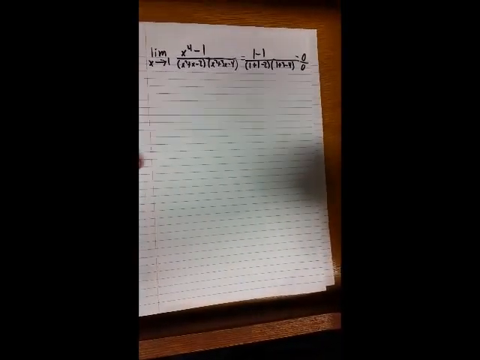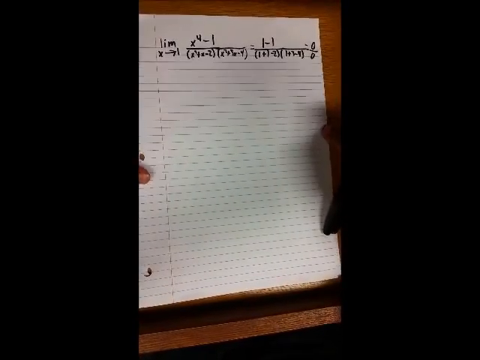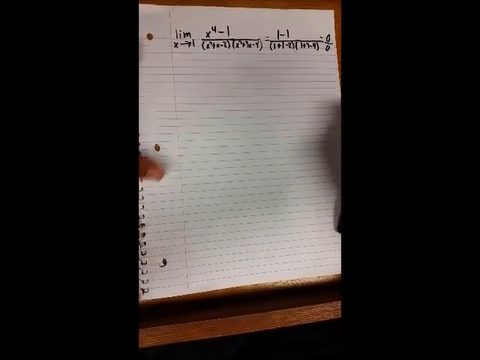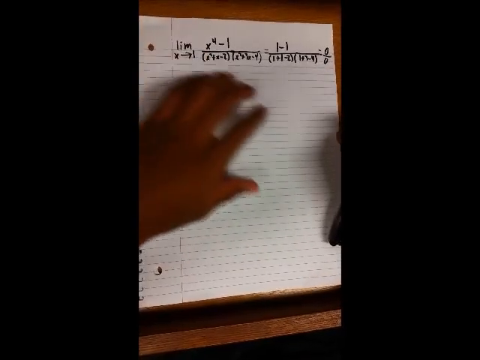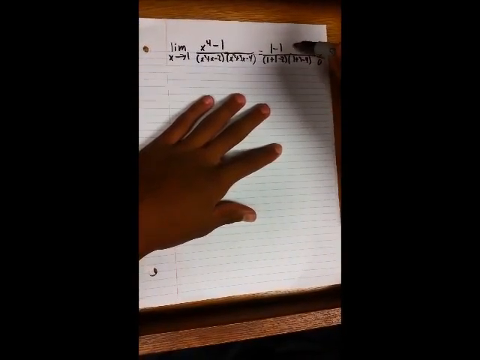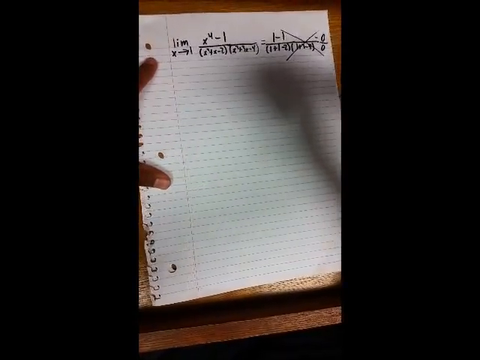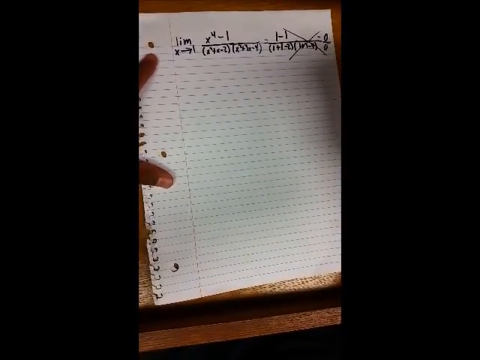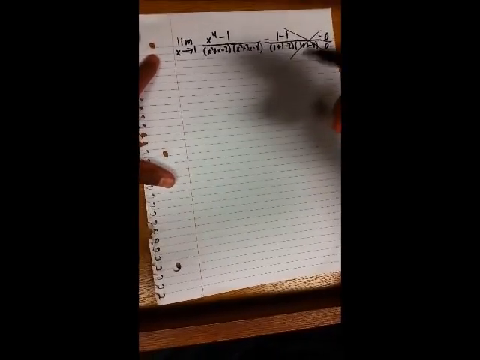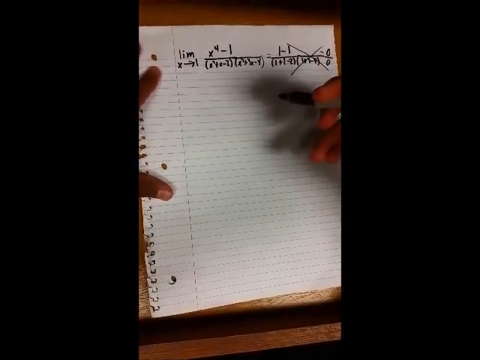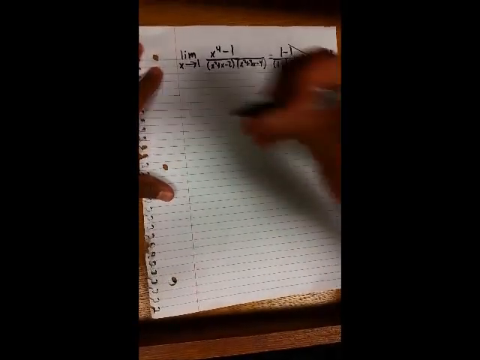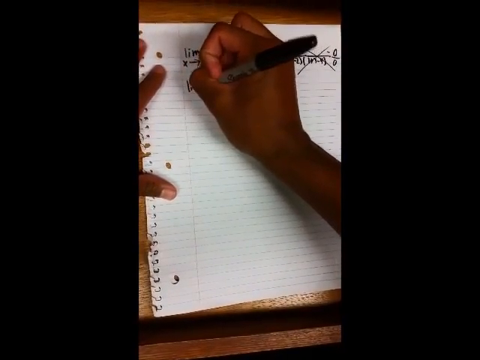When you're taking limits, 0 over 0 is telling you that you need to do more work. There's something else you could do to find out what the limit is. Whenever you have 0 over 0, that is not the answer. We need to factor or do something to get this into a form in which we can plug in 1 and not get 0 over 0. So we're going to try factoring.